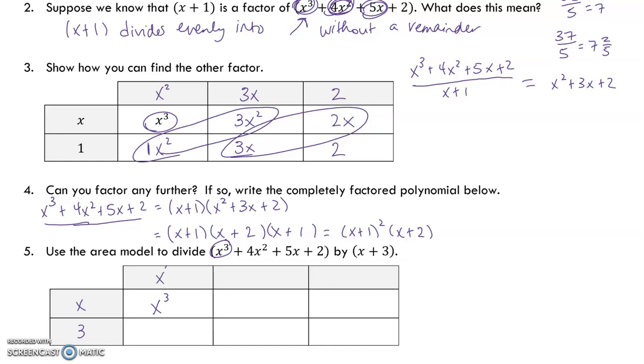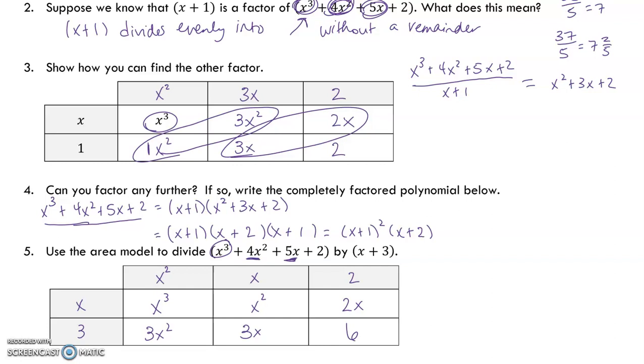X times x squared would have given me that x cubed. So then 3 times x squared gives me 3x squared. I already have 4x squared, so that means I need another x squared. So x times what gives me x squared? Well, it's just going to be x. So then 3 times x will give me a 3x. I have a 5x up here, so that means I need a 2x to go here, because 2 plus 3 makes 5. And then x times something gives me 2x? That's got to be a 2. And then 3 times 2 gives me a 6.